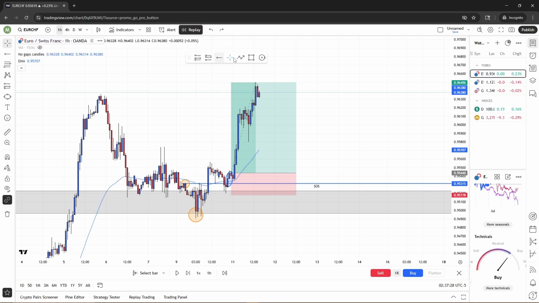So when price pulled back right here, when price pulled back there, and then price gave me these two bullish candles, that is it. That's the knot being knotted up right there.